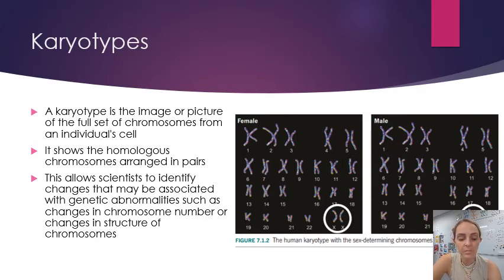Now the syllabus asks you to know what a karyotype is and to be able to use it to make predictions about genetic diseases. So looking at things with errors in the chromosomes. So a karyotype is what you see in the image here, which is where you have a layout of an organism's chromosomes.